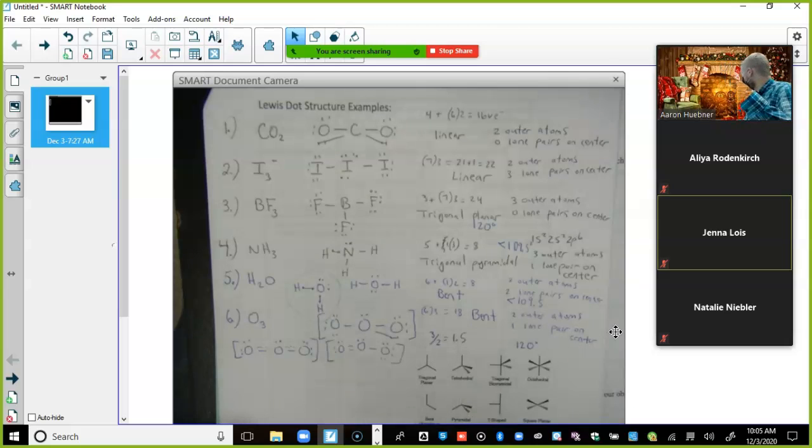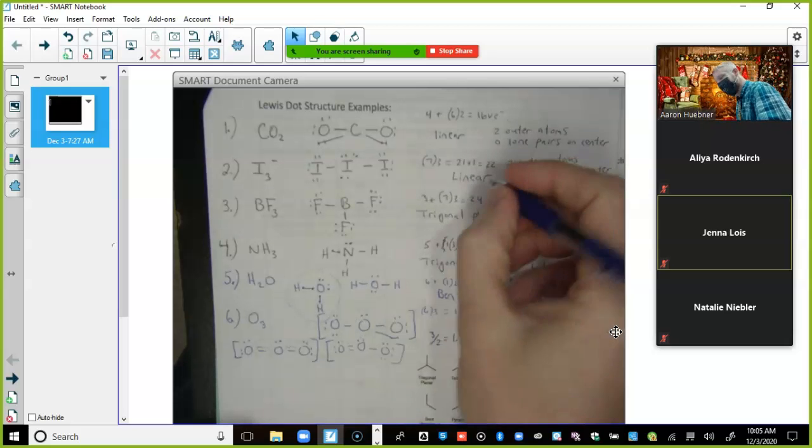And linear, of course, is going to be the line, which is 180.